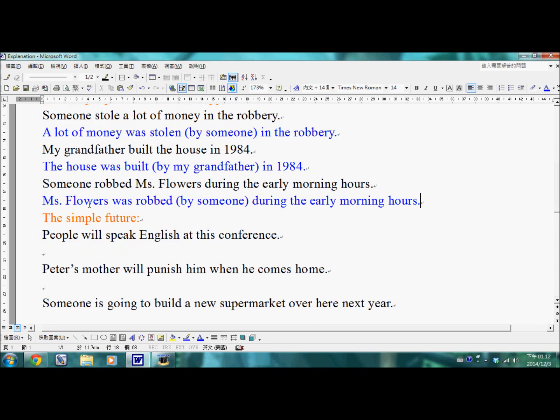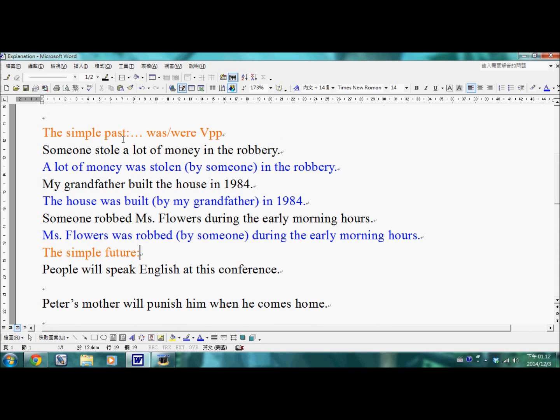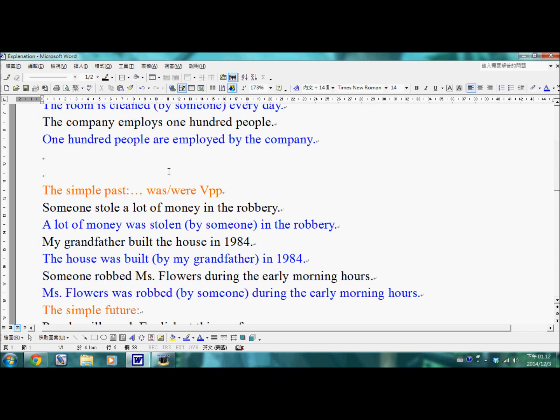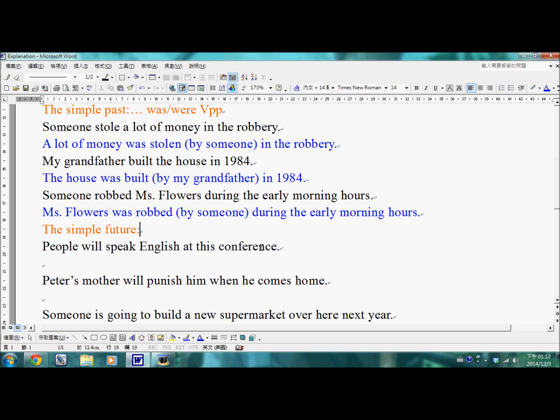Now, the simple future tense, pretty easy too. In present tense, we use is, am, are for the be verb. Past tense, we use was, were for the be verb. In the future tense, the be verb is will be. So we use will be, or in Old English we can say shall be, but we will just focus on using will be with the verb past participle. That is it. We will focus on using will be.